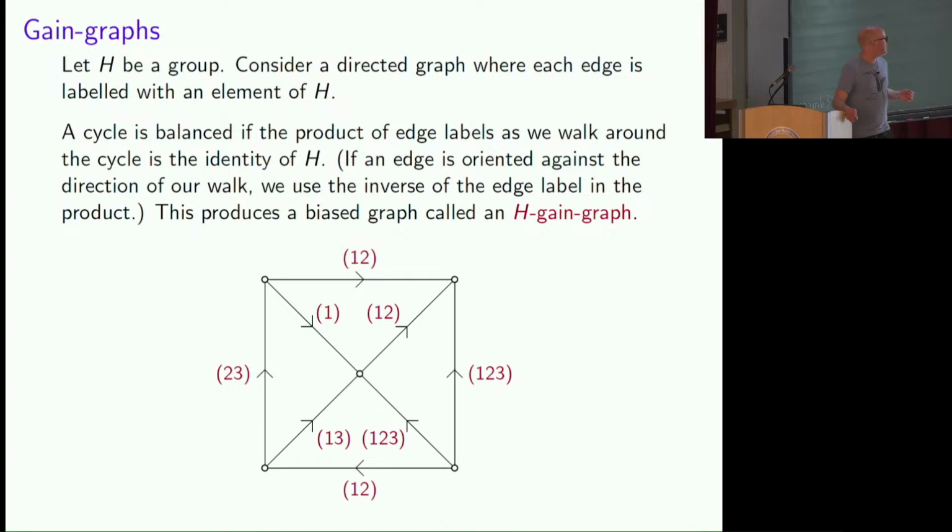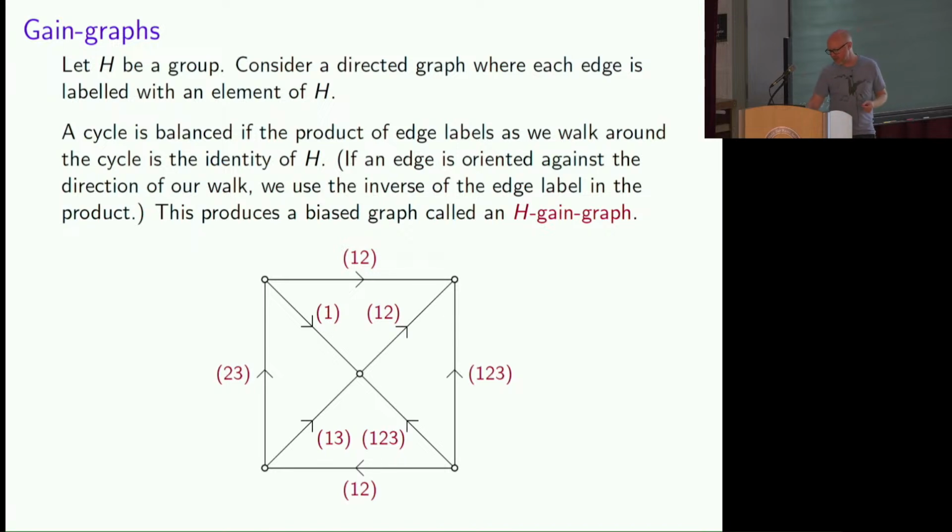Okay, so in this example, I have labeled the edges with elements from the group S3. Those are permutations of the set {1, 2, 3}, expressed in cyclic notation. And I'm going to construct a product as I go around a cycle. The product going around a cycle may not be well defined. It may depend on my choice of starting point, and it may depend on my choice of direction around the cycle. But if the product is the identity, it will always be the identity, no matter what direction I choose, no matter what starting point I choose.